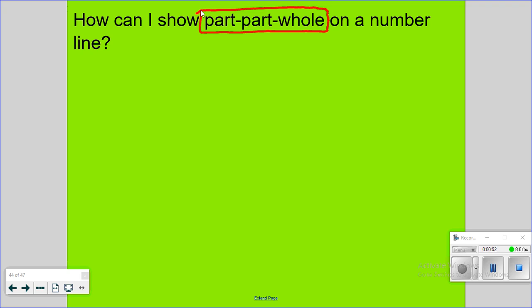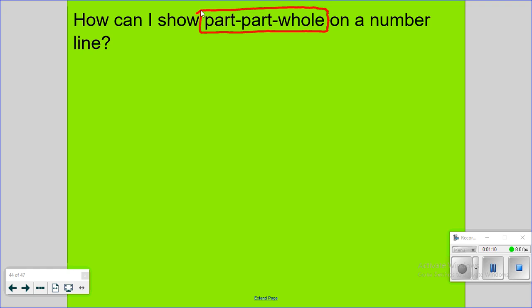Michael, what is part whole? So it's when there's a number and then another number in the two parts, and then you're supposed to add those together, and then the one on the top is the total of both of those numbers. Awesome. So we've seen part whole a couple of different ways.